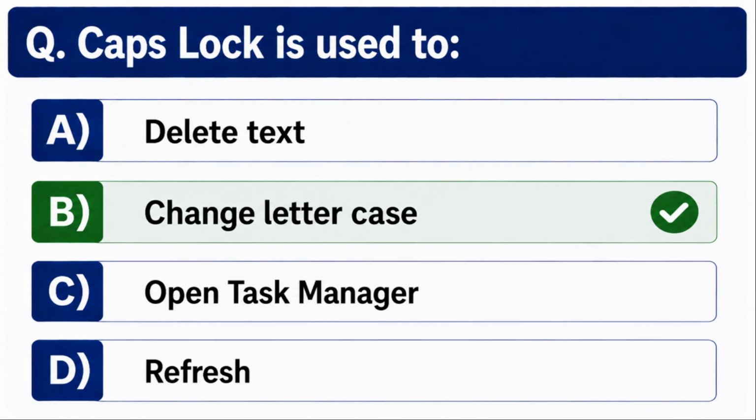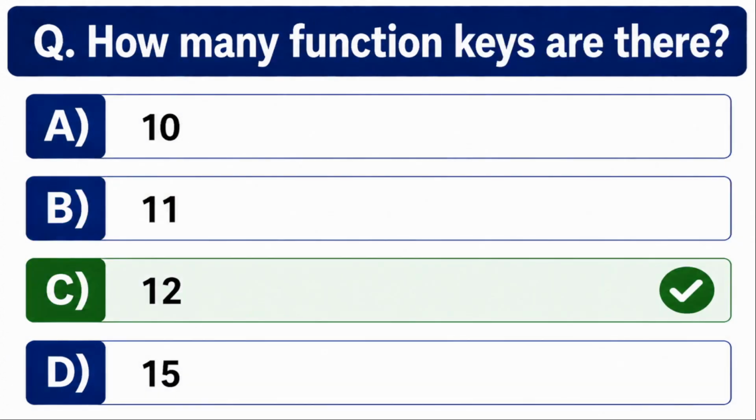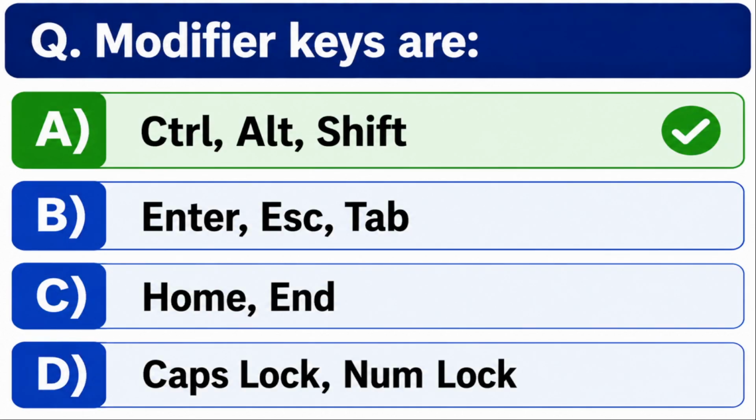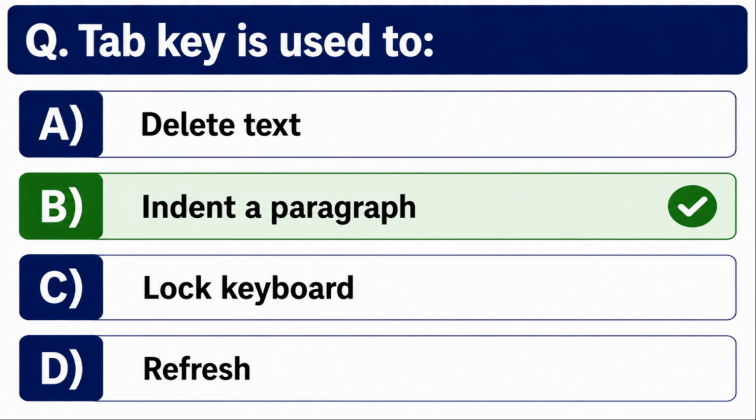Caps lock is used to change the letter case. How many function keys are there? This is asked so many times in competitive examinations: railways, banking, SSC and others. Modifier keys are Control, Alt, Shift. Tab key is used to indent a paragraph, to go to the next paragraph.